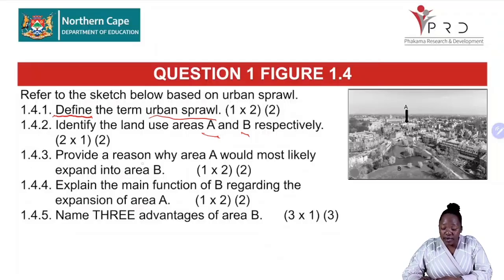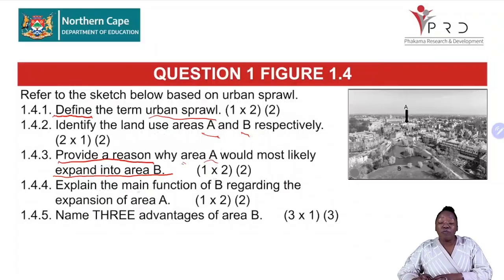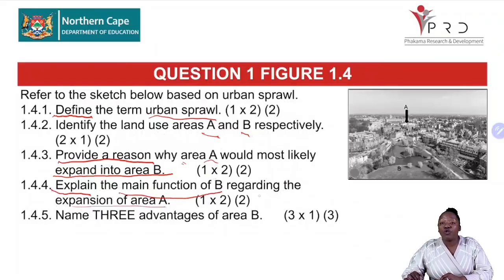Then third question, you provide a reason why area A will most likely expand into area B. One answer will give you 2 marks. So you have 2 marks for defining the urban sprawl, another 2 marks for identifying the land use zone area, and then another 2 marks for providing a reason why area A will most likely expand into area B. And then 1.4.4, you explain the main function of area B regarding the expansion of area A, another 2 marks. And then lastly, your 1.4.5, you name 3 advantages of area B.